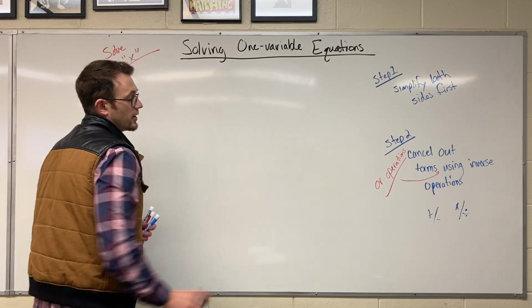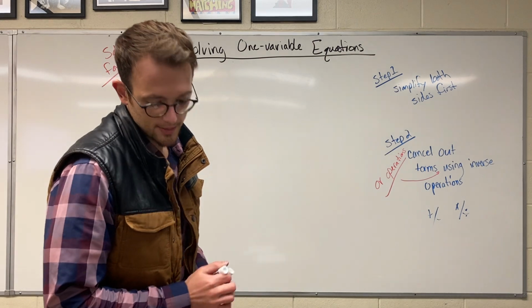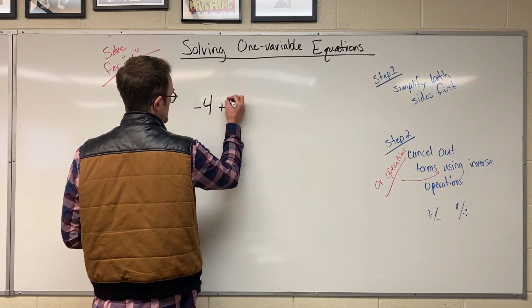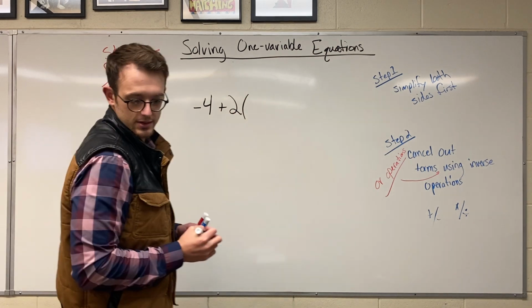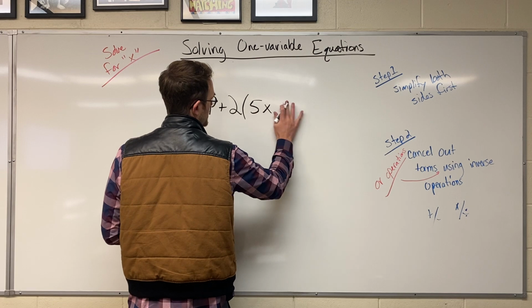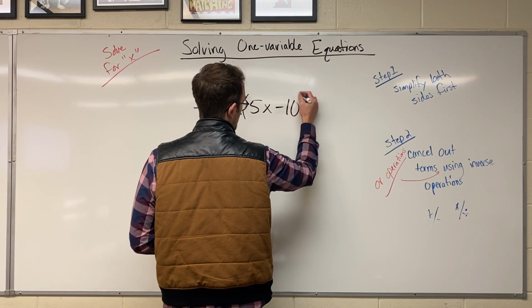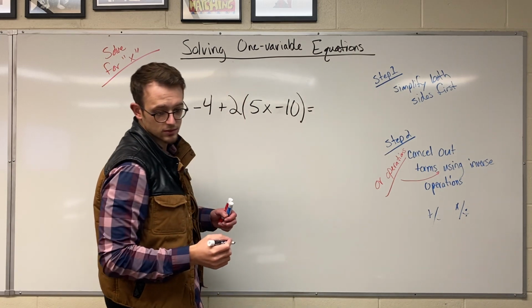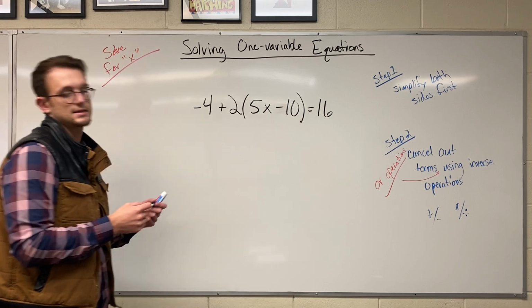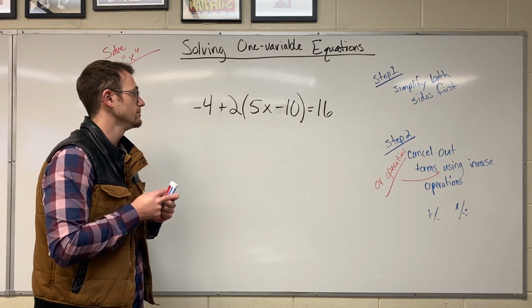All right. I don't want to make this video a half an hour long, so let's see what we can do. Let's do negative 4 plus 2 times 5x minus 10 equals 16. Okay, lots of stuff going on here. We're getting a little into the multi-step problem.